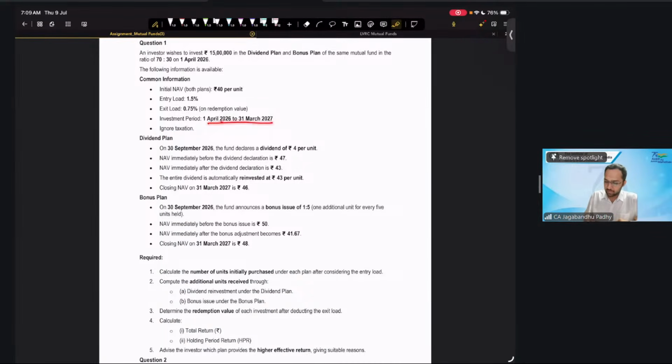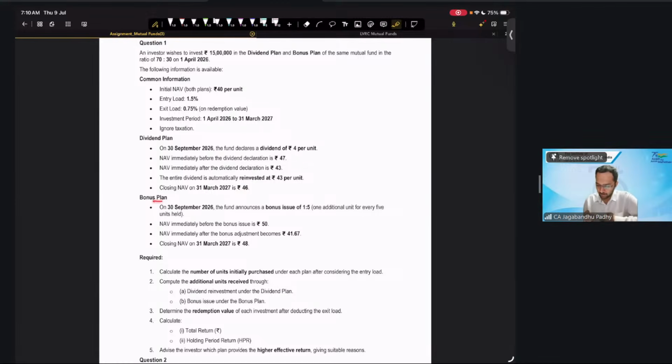Okay, so the investment period is 1 year. We know the entry load, we know the exit load. Now, what's happening in the dividend plan? In the dividend plan, on 30th September 2026, the fund declared a dividend of 4 rupees per share. NAV immediately before the dividend declaration was 47, and after the dividend declaration, NAV, of course, reduces to 43. Entire dividend is automatically reinvested at 43 per share or per unit, and closing NAV is 46.